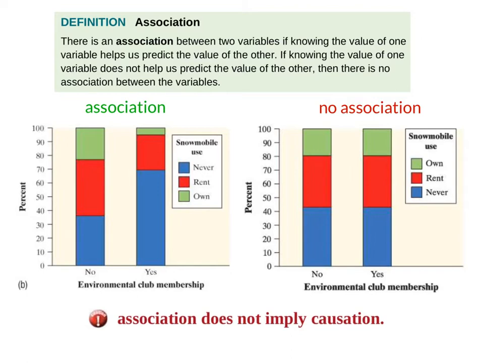Now, what would it look like if that information didn't have an association? It would look something like this, where the segments, the green, the red, the blue, the owning, renting, and never using a snowmobile, don't really help us predict anything. So being an environmental club member didn't really have an effect or an association on snowmobile use.